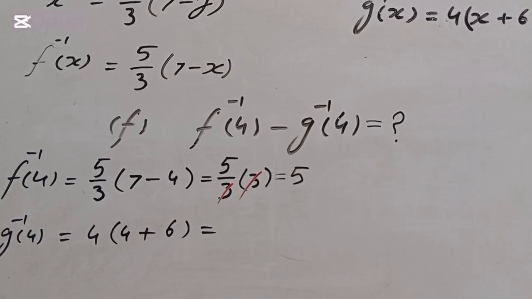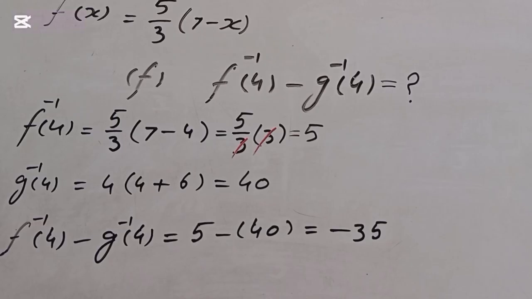Now to find out g inverse at 4, we have substituted 4 in place of x in g inverse x. G inverse 4 results 40. Putting the values and solving it accordingly, I have found that f inverse at 4 minus g inverse at 4 is equal to minus 35.